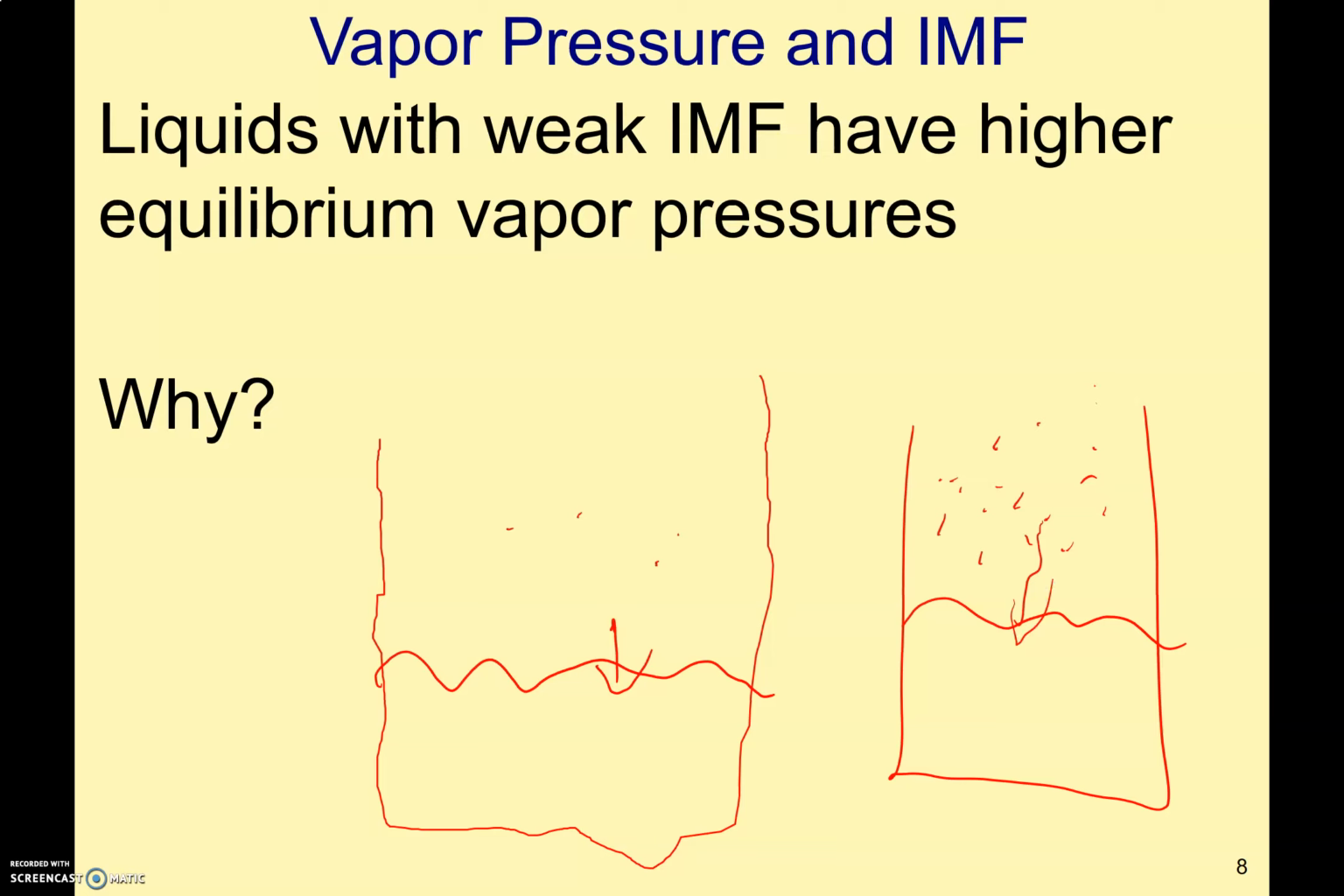More of the particles will be able to escape and be far apart from each other in the gas phase. And since you'll have more gas particles and fewer particles being pulled back into the liquid, they'll hit the container more, and then you'll have a higher vapor pressure.